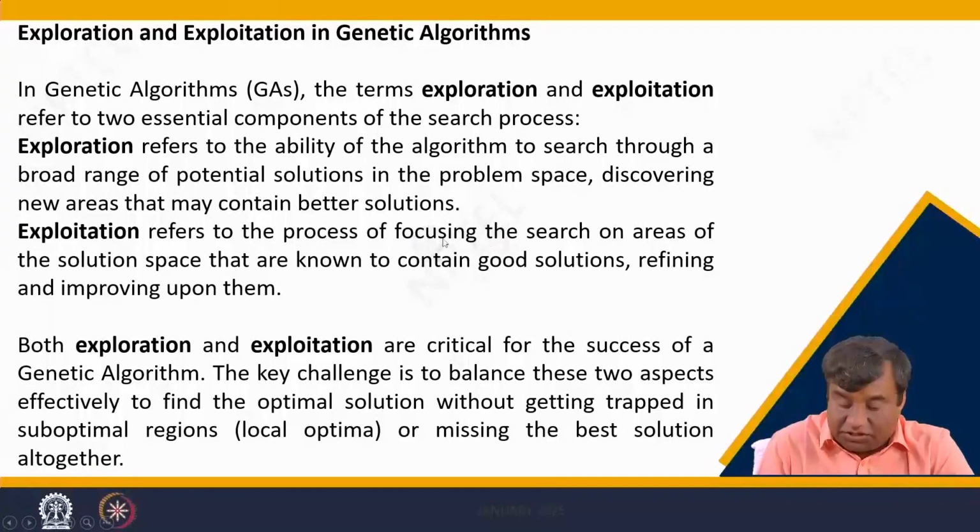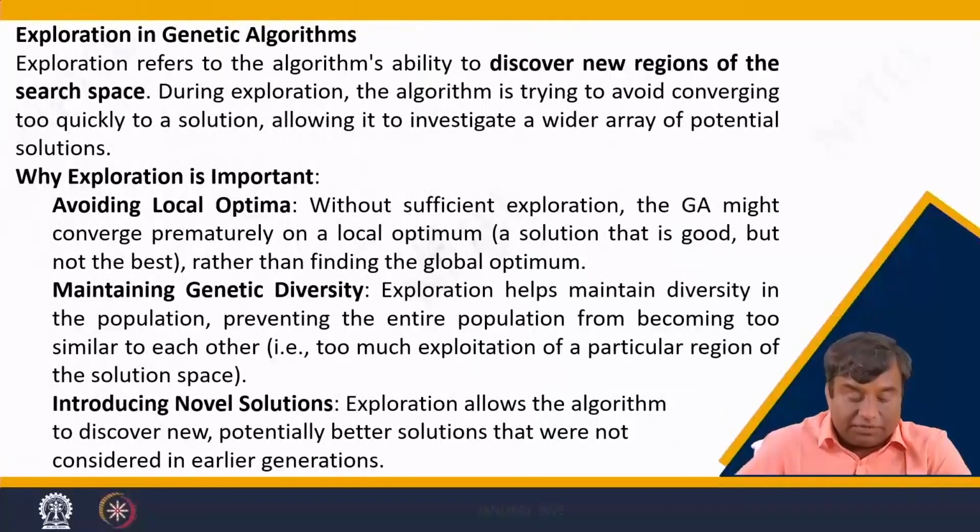Exploitation refers to the process of focusing the search on areas of the solution space that are known to contain good solutions, refining and improving upon them. Both exploration and exploitation are critical for the success of a genetic algorithm. The key challenge is to balance these two aspects effectively to find optimal solutions without getting trapped in suboptimal regions, that is local optima, or missing the best solution altogether.